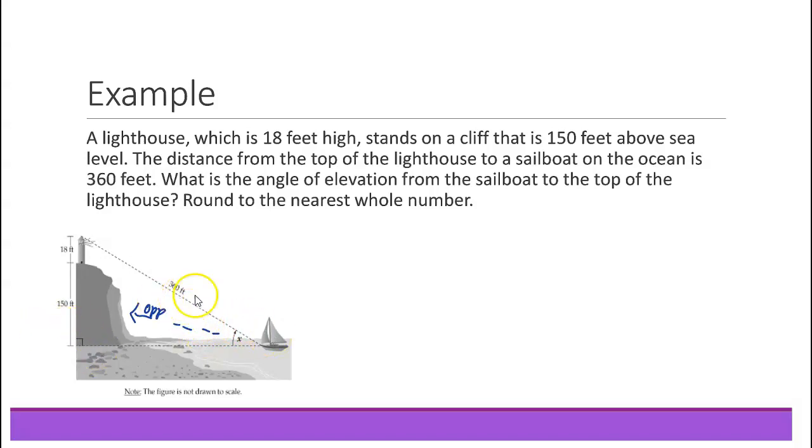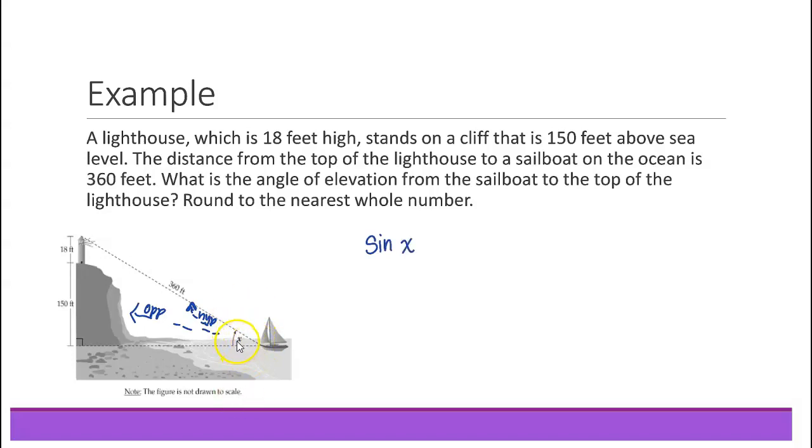So we can see this right triangle forming. It's right triangle applications. So here we have opposite over hypotenuse, right? So this opposite side over this hypotenuse. So the trig function that we're thinking about is sine. Sine is opposite over hypotenuse. We don't have any information about the distance from the sailboat to the base of the cliff, right? We just have the distance from the top of the lighthouse to the sailboat. So that's the hypotenuse.